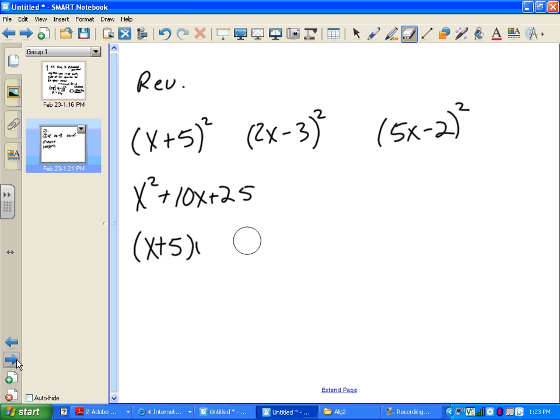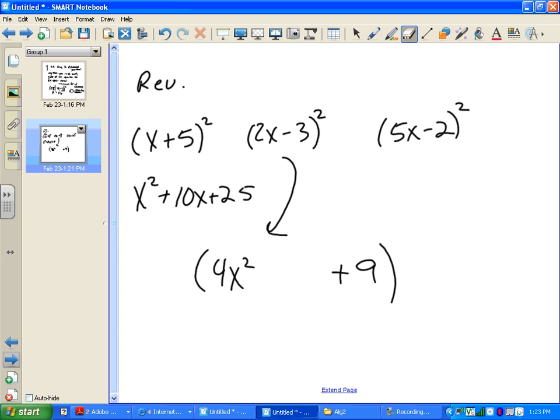Now, let's see if you can tell me the next one. What's this one going to give us? Let's do the end, plus 9. Now do twice the product in the middle. That would be minus 12x. Let's think about it. What's the product there? 2x times negative 3 would be negative 6x, and twice that would be negative 12x.